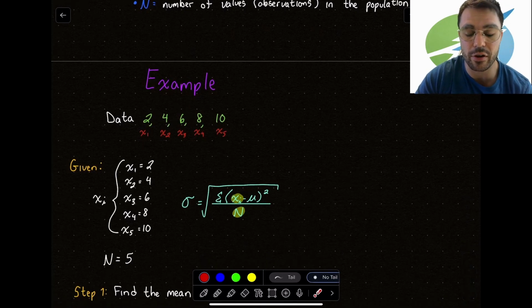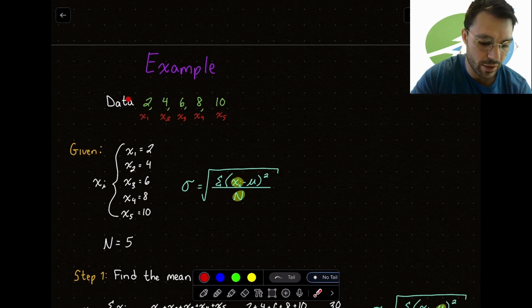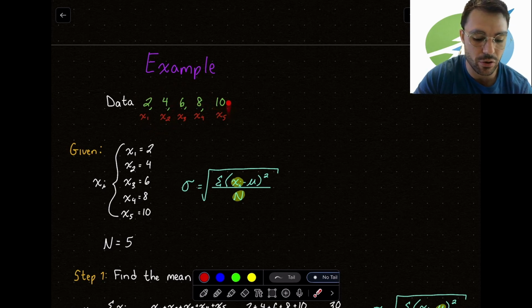This is going to look very similar, if not almost the same as population variance, except we're going to have one extra step at the end. But to review, here's the data set: 2, 4, 6, 8, 10, and underneath it, I list which x each observation corresponds to. So x of 1 is 2, x of 2 is 4, x of 3 is 6, x of 4 is 8, and x of 5 is 10, which I have listed here. And our n is 5 because we have 5 observations.